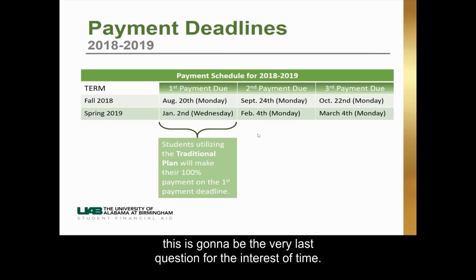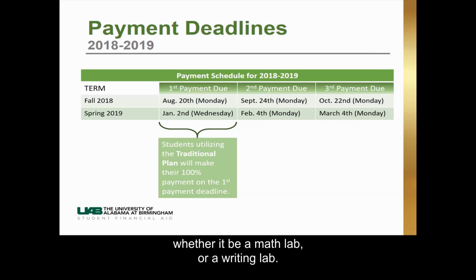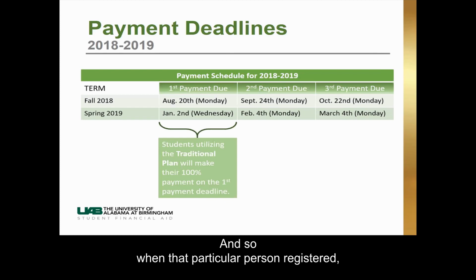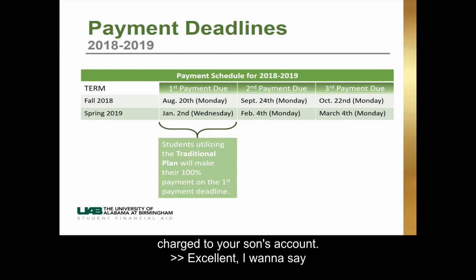Excellent. Okay, this is going to be the very last question for the interest of time. There's one last question about a new fee, a CAS lab fee tier 2. What does that mean? Sure. Even though the student may not be in a traditional lab, that fee allows them access to different labs on campus, whether it be a math lab or a writing lab. When they register for courses in BlazerNet, they should see under each course what fee is associated with that course. When that person registered, a lab fee tier 2 was associated with that course, and that's why it's being charged to your son's account.